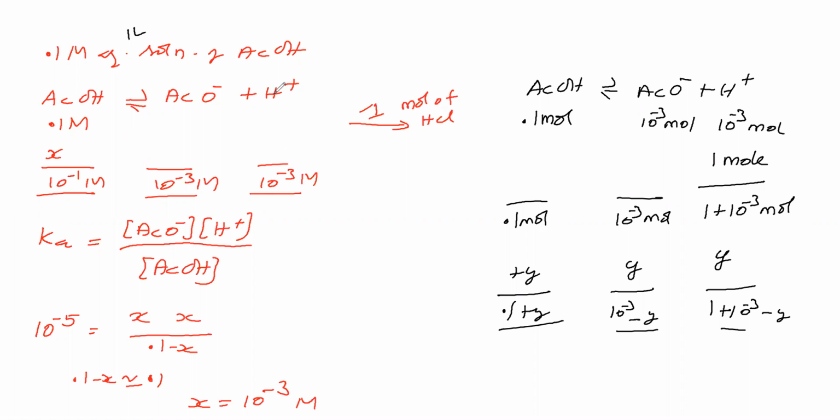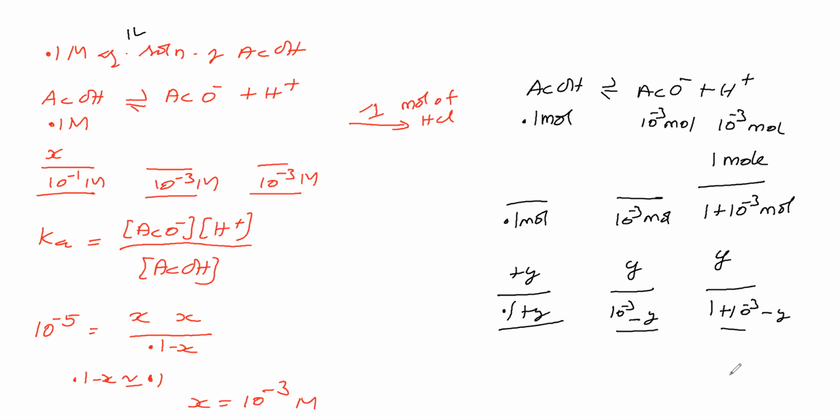If you add base, base will remove this H plus. Therefore, concentration of H plus decreases. Therefore, forward is favored. This is not common ion effect, because we added a base, in the sense OH minus, and that OH minus is not present here. So it is not common ion effect. Anyhow, on adding OH minus, we disturbed the equilibrium. That's what we can say.